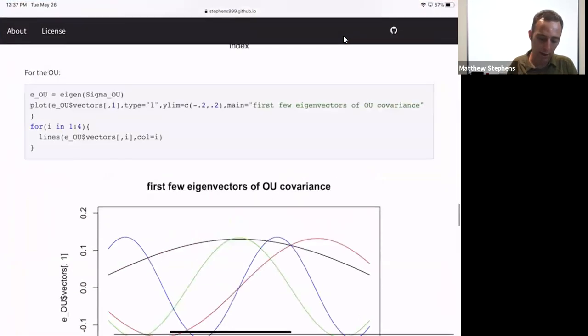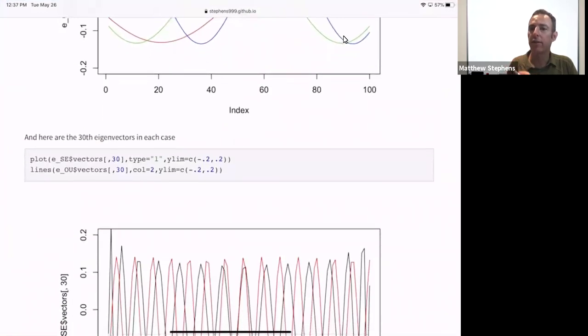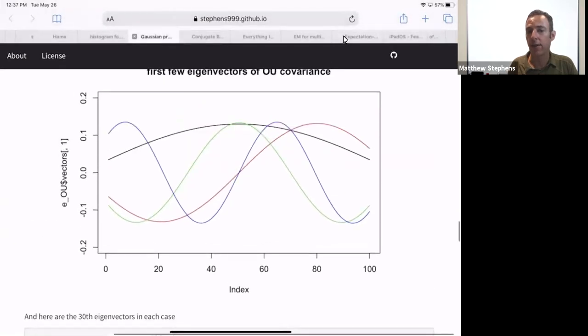So to summarize, the idea is that you can think of each realization of these Gaussian processes as being a weighted combination, a linear combination of eigenvectors that look like this, where the weights on the eigenvectors depend on what kernel you use. Okay. And yeah, that's good enough.